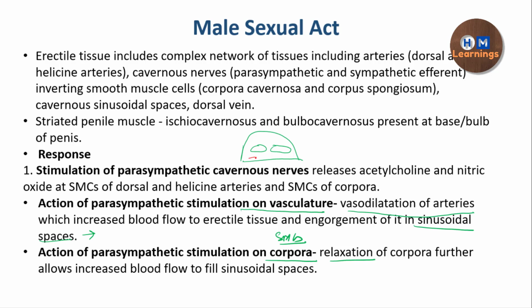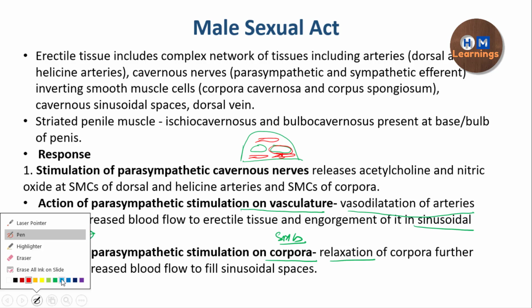These are the sinusoidal spaces, and in between the sinusoidal spaces there are basically the smooth muscle cells. So I draw it in a different color. If this is the smooth muscle cell, and the smooth muscle cells relax, what happens? It will allow more blood to accumulate in the sinusoidal spaces. So both of them are going to cause the increase in blood flow and engorgement of the blood in the sinusoidal spaces.